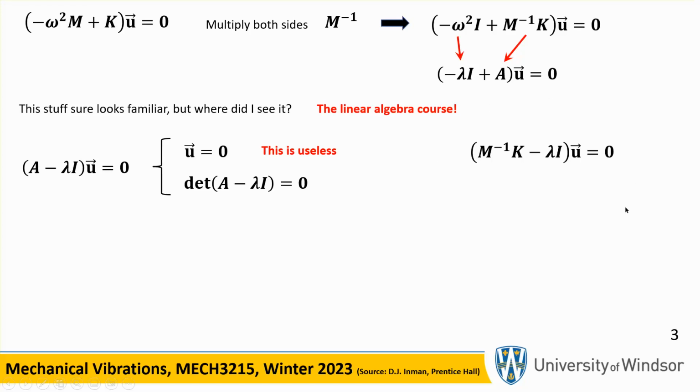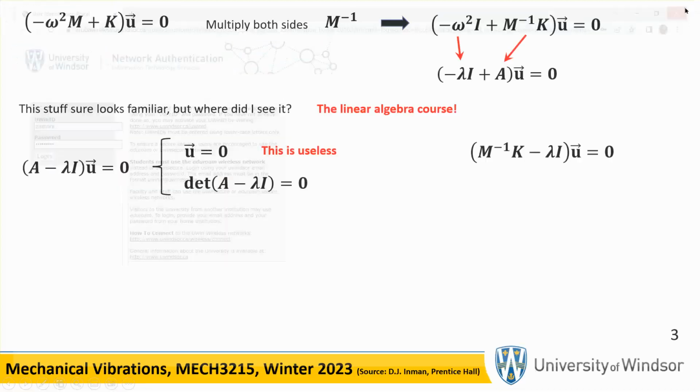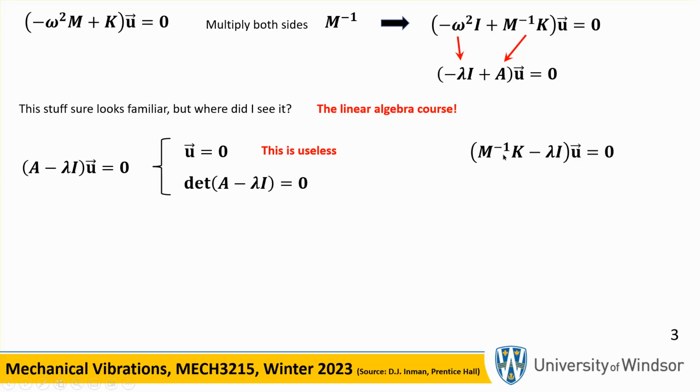It's fine. There's nothing wrong with it. It's just that you compare these two. There is your matrix A, and there is minus lambda I. The problem is that this matrix, the way you did it, because of multiplication by M inverse, is no longer symmetric. Although the individual matrices M and K are symmetric, M inverse times K is not symmetric.